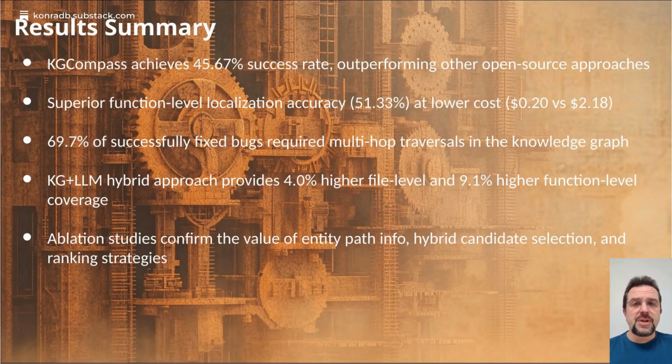Results show that KG Compass outperforms existing approaches in repair success, localization accuracy, and cost efficiency. Notably, almost 70% of successfully fixed bugs required multi-hop traversals through the knowledge graph, proving that text-only approaches are fundamentally limited. The proposed hybrid approach combining knowledge graphs with LLMs significantly improves bug localization. Ablation studies confirm that each component contributes to the overall performance, with entity paths and hybrid candidate selection being particularly important.